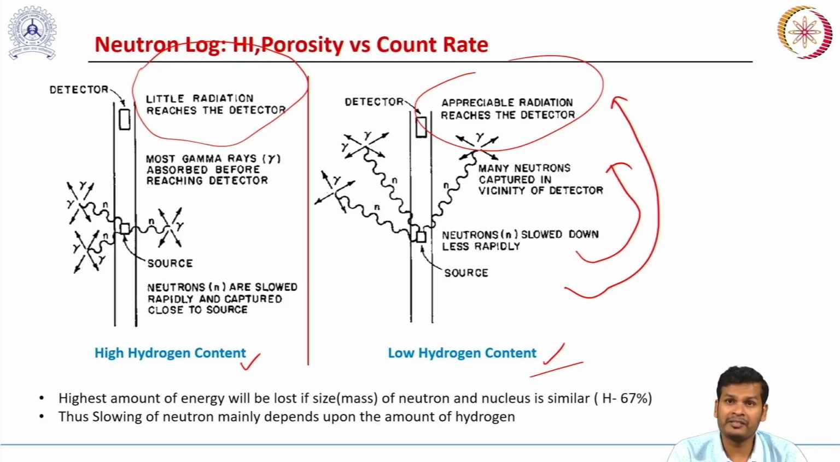Since the count rate is directly related to what? Our hydrogen index, or the amount of hydrogen inside the formation. So a high count rate is related to what? Low hydrogen content, whereas a low count rate is related to what? High hydrogen content. This way, count rate is related to the hydrogen content of the formation.